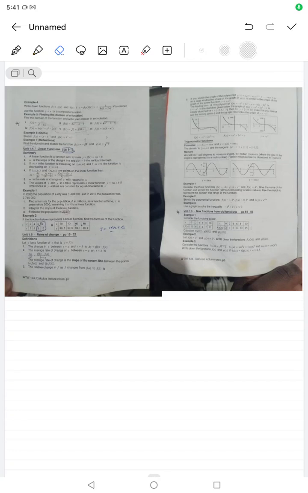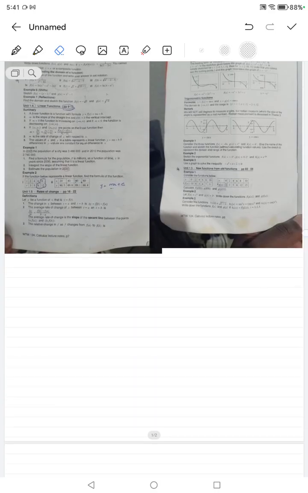I'll just be going through these units, and I'll be explaining some of these questions and how to answer them. So as I was saying, the first thing that I wanted to discuss was your notations.